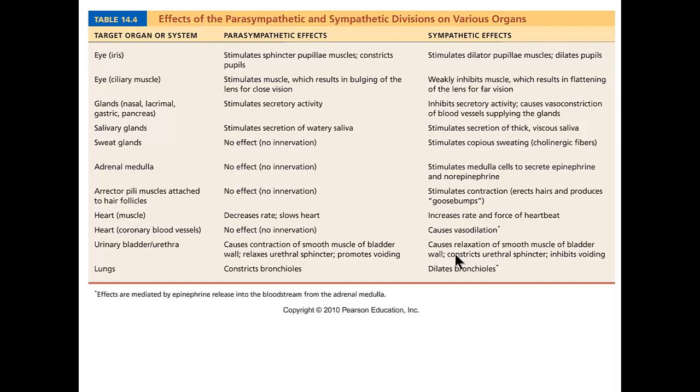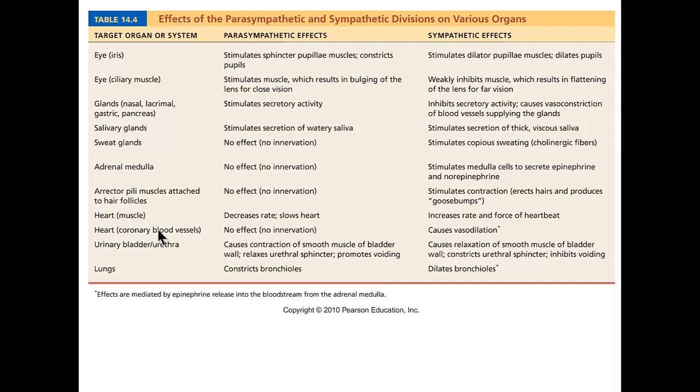Okay, so again, we know that the sweat glands, the adrenal medulla, and the skin do not have parasympathetic innervation. Same thing with the blood vessels serving the heart. But most of the time, we have, like I said, dual innervation. The sympathetic nervous system is doing its thing, and the parasympathetic nervous system is doing its thing. It's not a one or the other type of situation, outside of the ones I just mentioned. We have dual innervation. Both are secreting their neurotransmitters, and those target organs are responding, so we have a little bit of both.